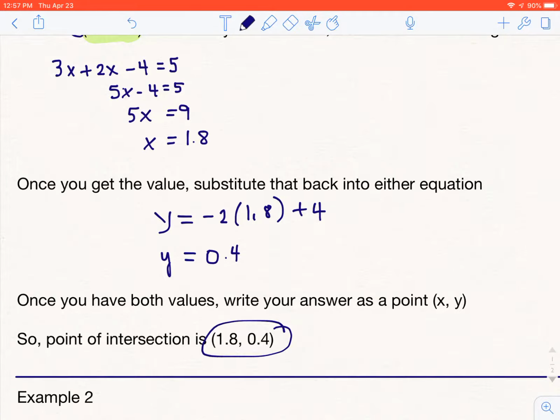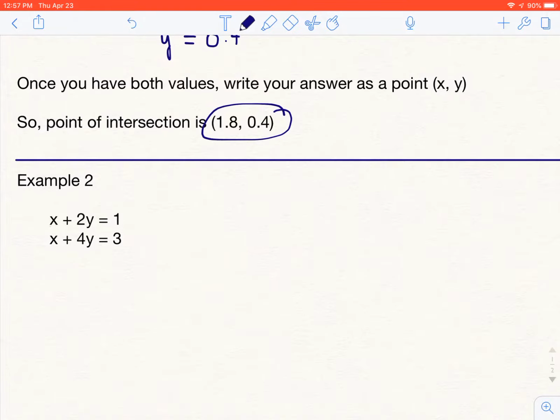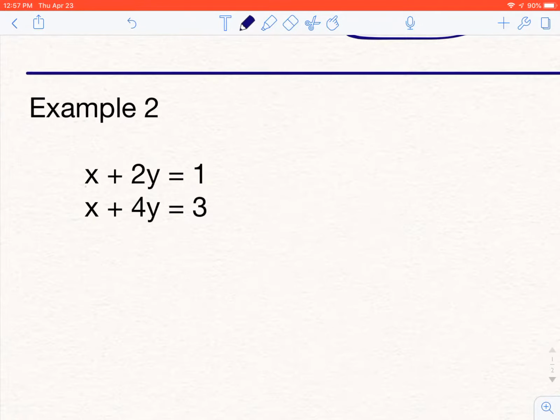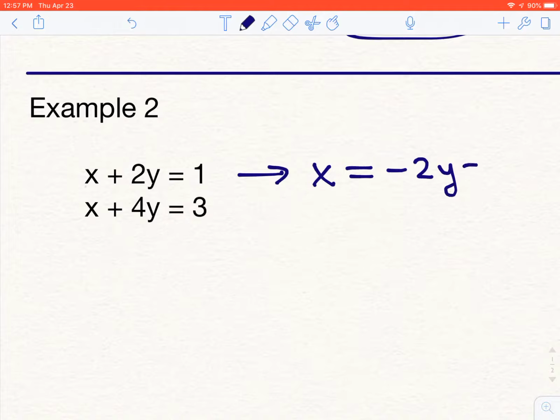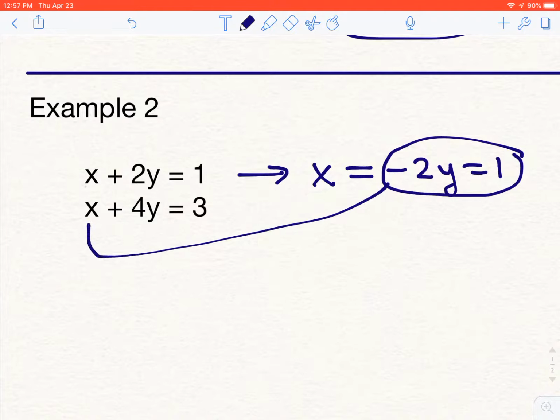Now I have an example that I didn't already do for you. I hope I do it correctly. Having kind of a lousy day. All right, I'm going to take this first equation and solve for x this time because x has no coefficient. So I'll subtract 2y from both sides, so I get x equals negative 2y plus 1. Now I'm going to take this x thing and put it into the second equation here where x is.